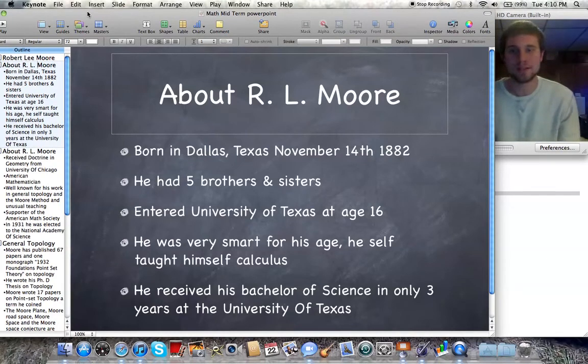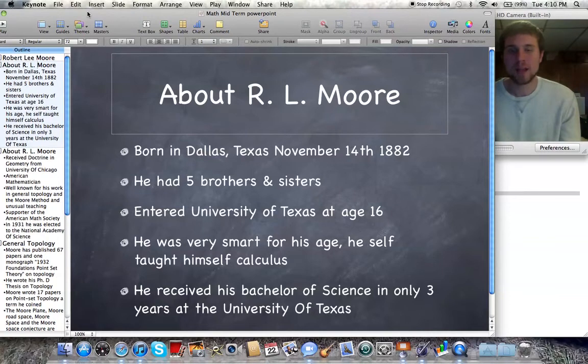He was born in Dallas, Texas, November 14th, 1882. He had 5 brothers and sisters, and he was a very smart young man. He actually entered the University of Texas at age 16, which is absolutely incredible. By this age, he had also taught himself calculus, which is just tremendous. I mean, I can't get calculus to this day.